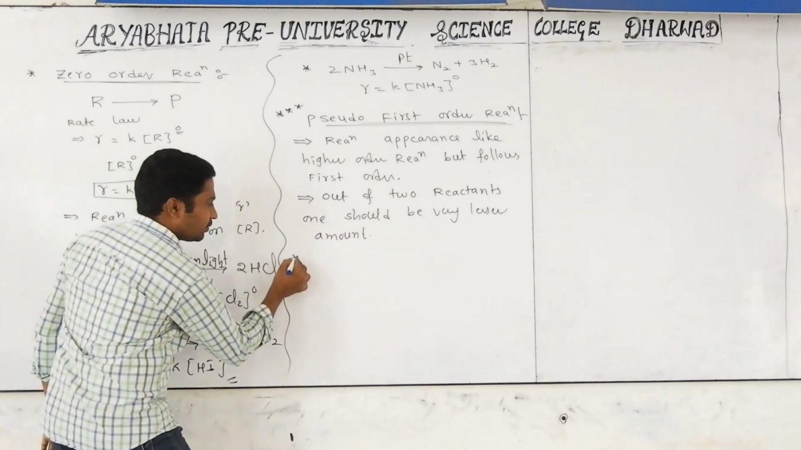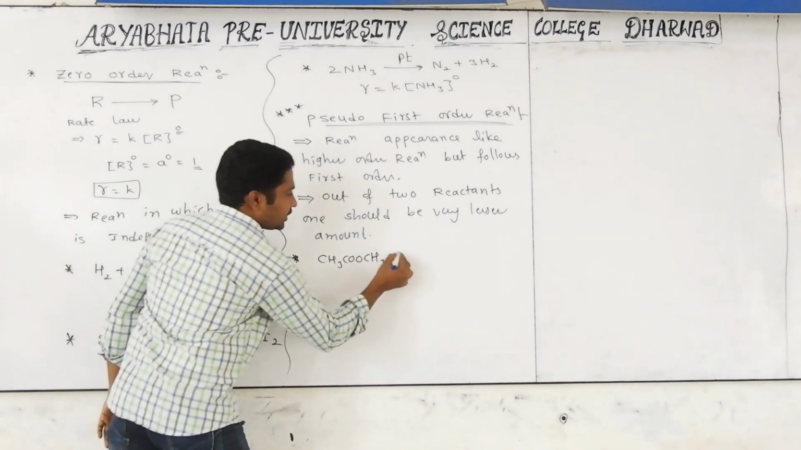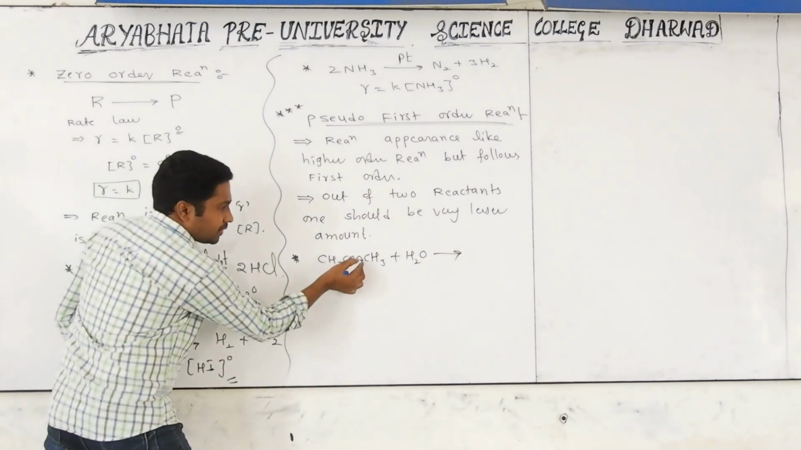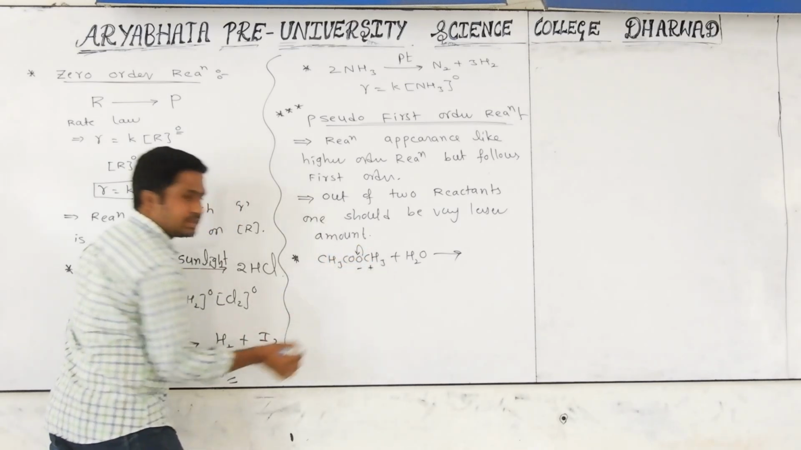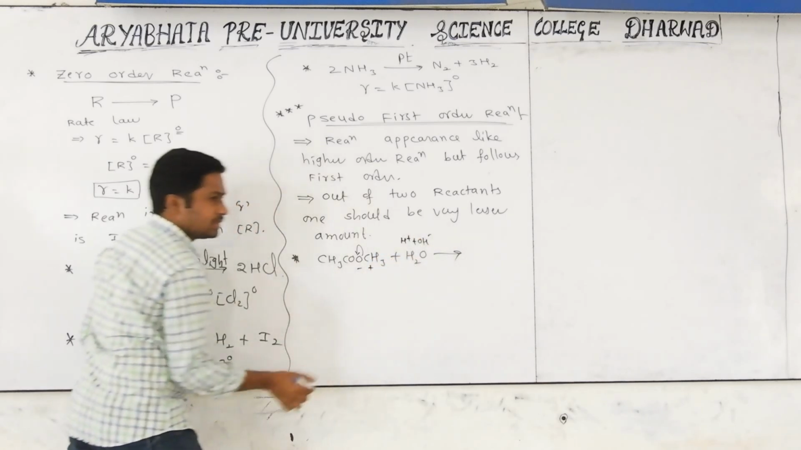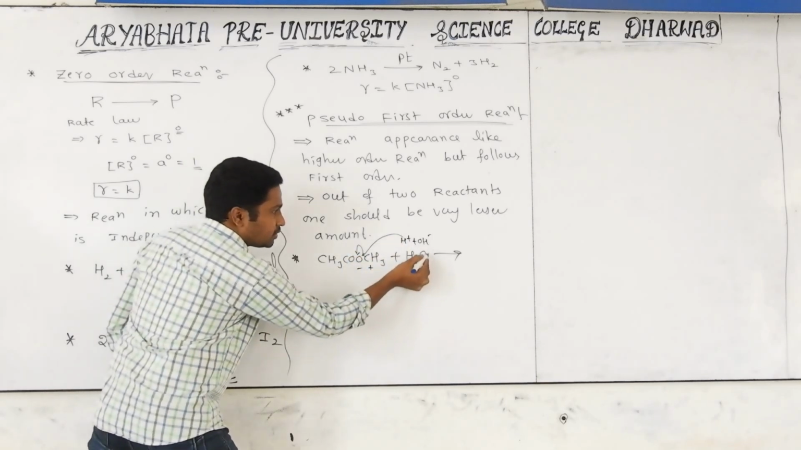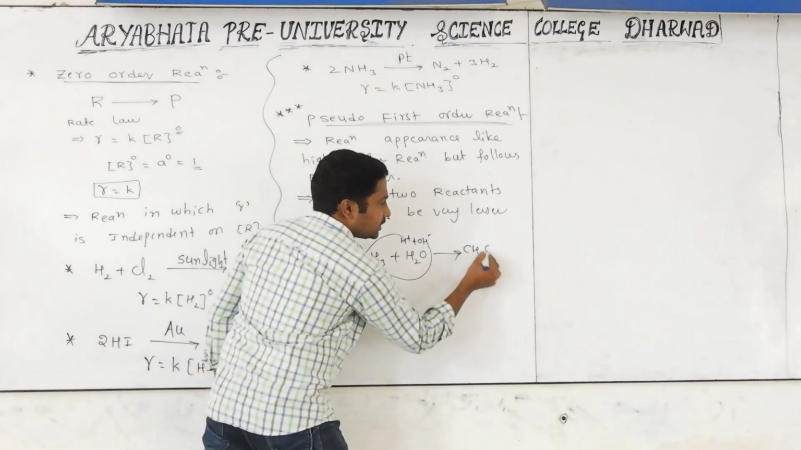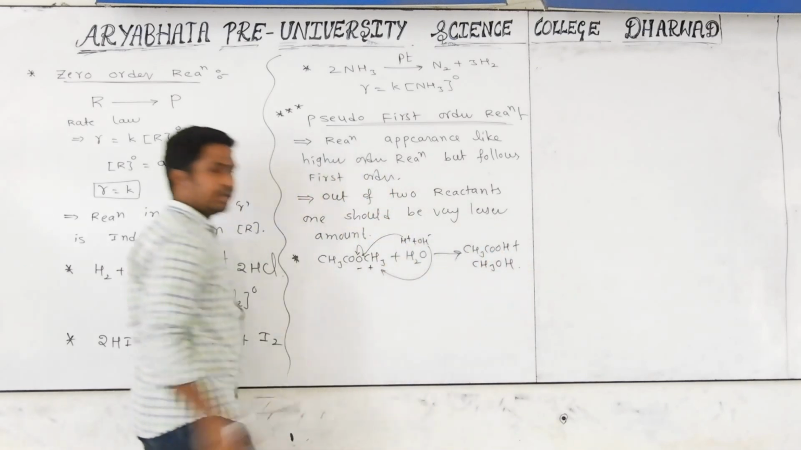First of all, take one example: CH3COOCH3 is undergoing hydrolysis. Between carbon and oxygen the bonding is shifting towards oxygen, so we get a minus here and a plus there. From H2O we get H plus and OH minus. The H plus attacks the negative end, and OH minus attacks CH3 plus. Then we get CH3COOH plus CH3OH.